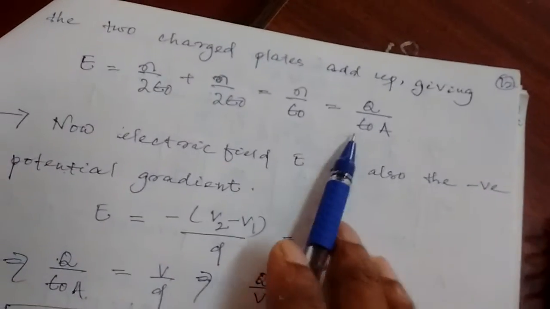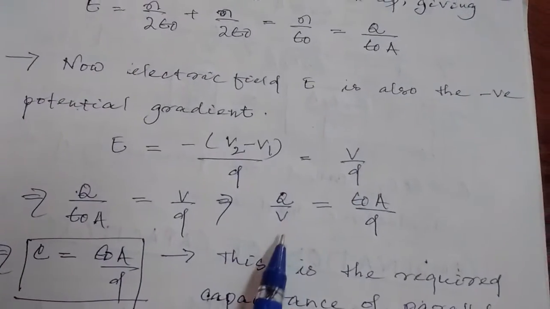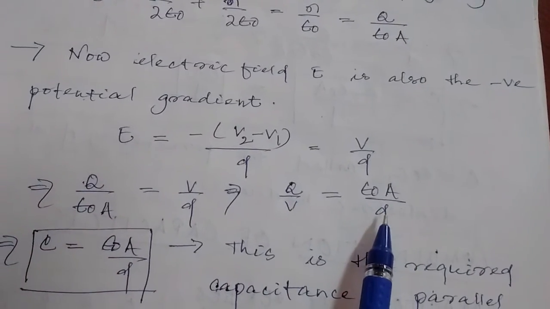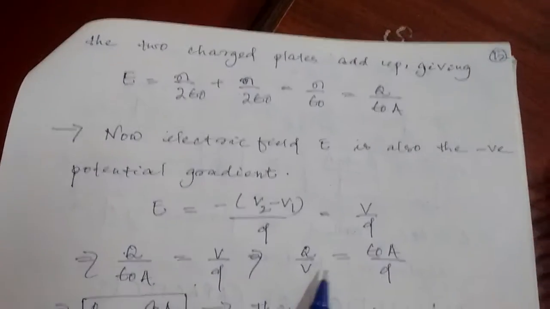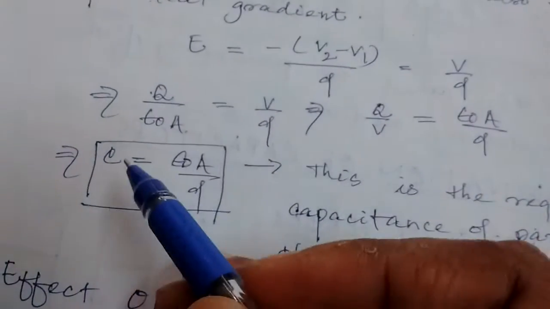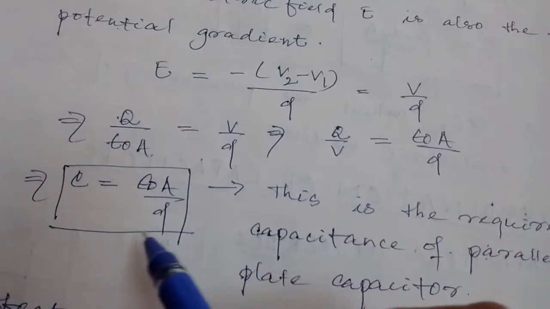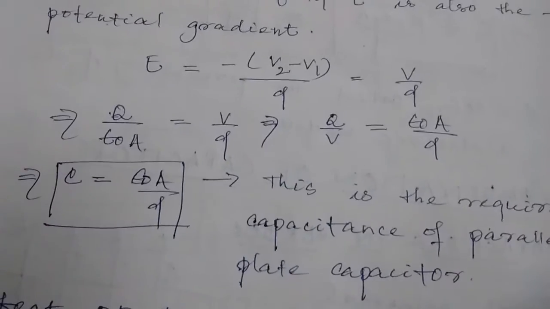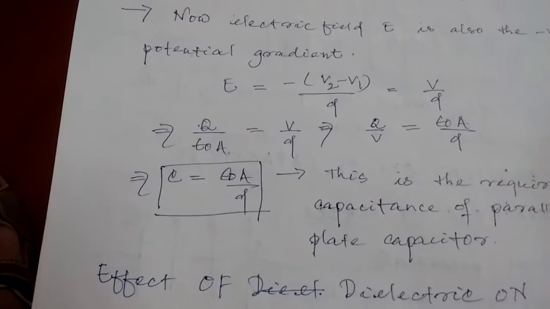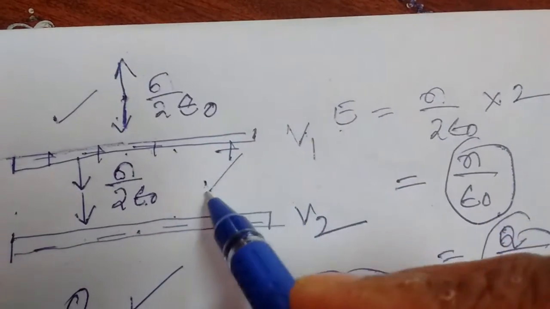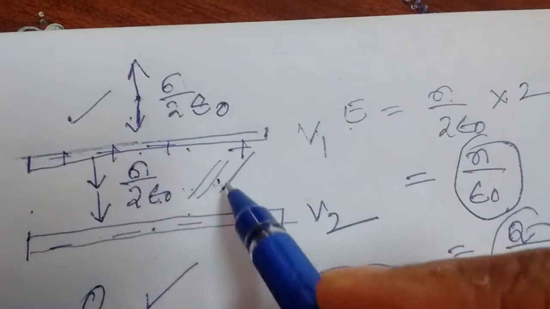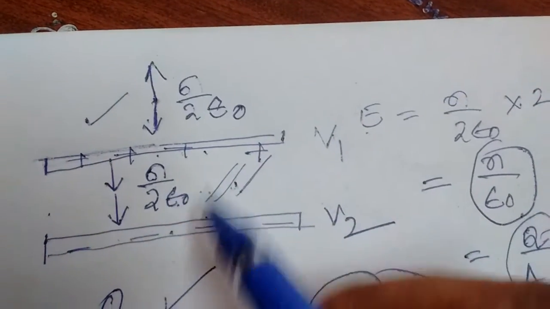We have already derived E. Okay. Now Q by V is equal to epsilon naught A by d. So we already know that Q by V is nothing but C. Formula of C is Q by V. So from this we get C is equal to epsilon naught A by d. This is the formula for capacitance due to parallel plate capacitor. Okay, that's all. Now this was all about a capacitor having no dielectric in between the plates. Here we have considered it to be free space. Nothing is in between the plates.